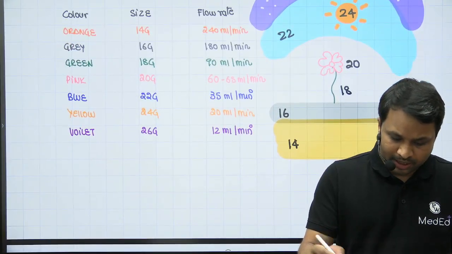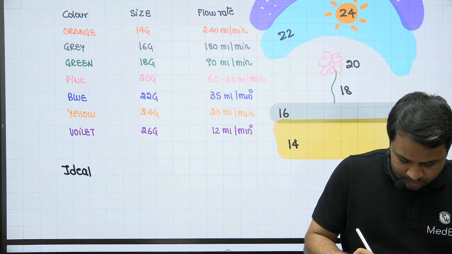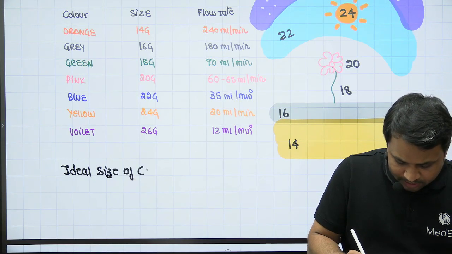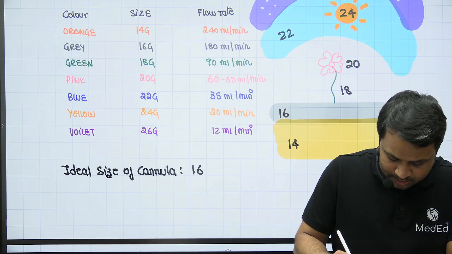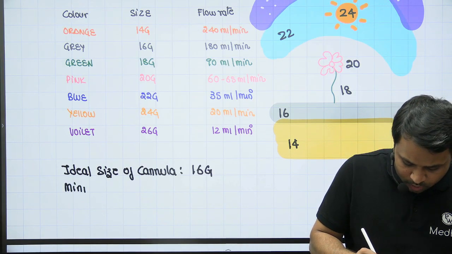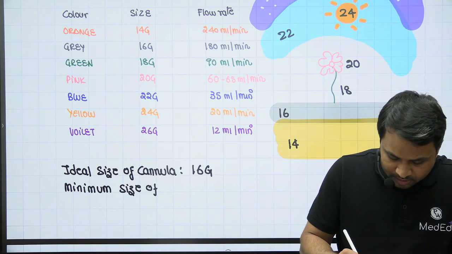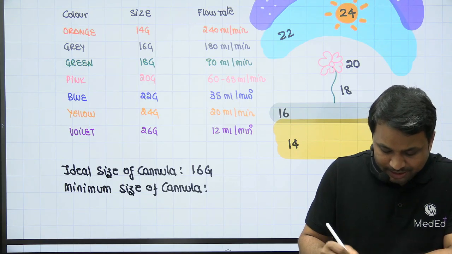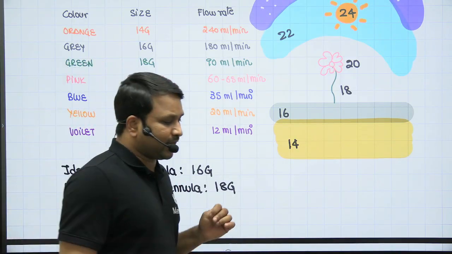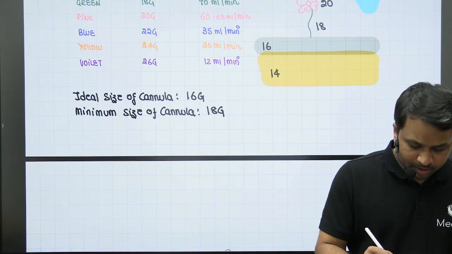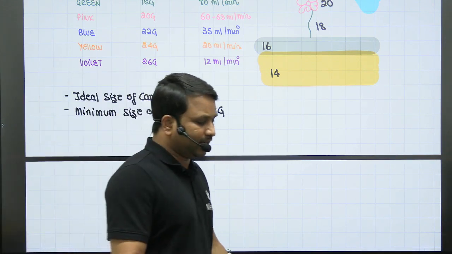Okay? Now, when it comes down to trauma, ideally, what is the ideal size of cannula? The ideal size of cannula that you should secure in a trauma resuscitation is 16 gauge. But if you're not able to secure, what is the minimum size of cannula? The minimum size of cannula that you're expected to secure is going to be 18 gauge. Okay? Ideally, you should be able to secure a 16 gauge cannula. If you're not able to secure a 16 gauge cannula, minimum size of the cannula that you should be able to secure in order to resuscitate the patient is going to be an 18 gauge needle.